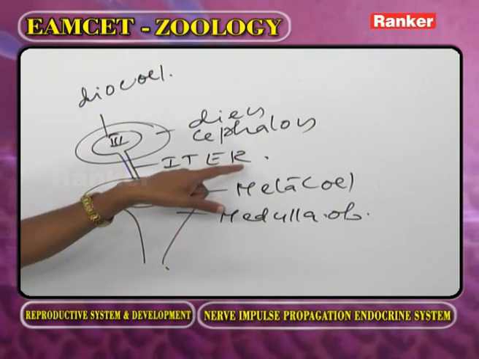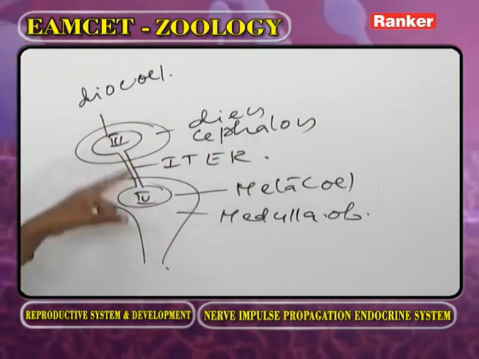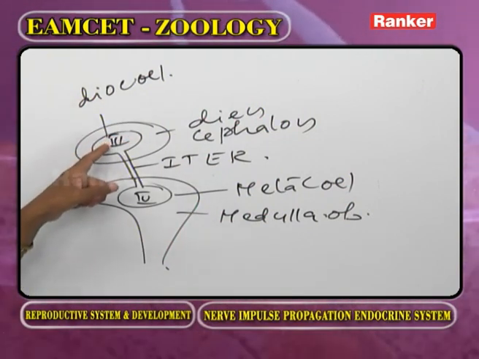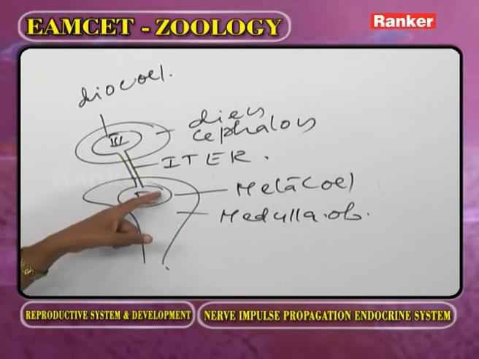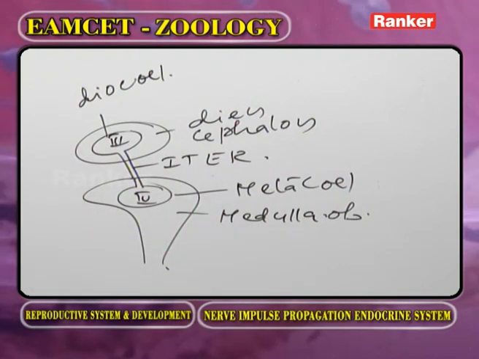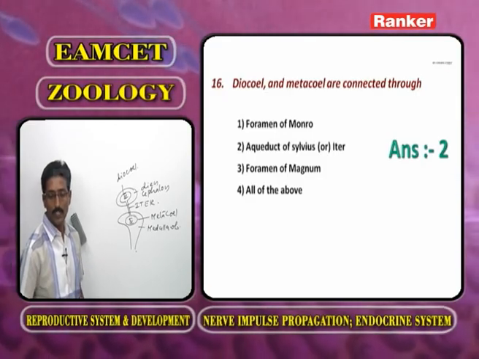Iter. What is the other name of iter? Aqueduct of Sylvius. What type of cavities are communicated through iter? The diocele, that is the third cavity, connected to metacele, that is the fourth cavity. Now here the answer is aqueduct of Sylvius or iter. Now we go for the next question.